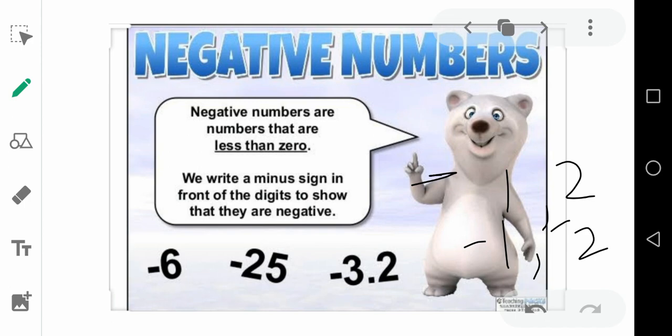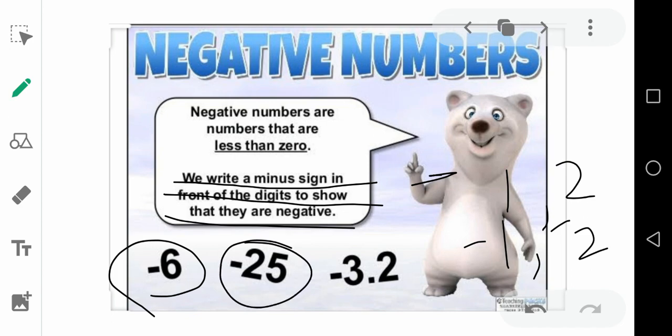Negative numbers are numbers that are less than 0. We write a minus sign in front of the digits to show that they are negative. So here we have examples: minus 6, minus 25, minus 3.2. These all are negative numbers.